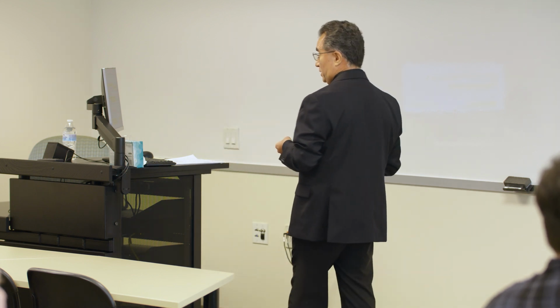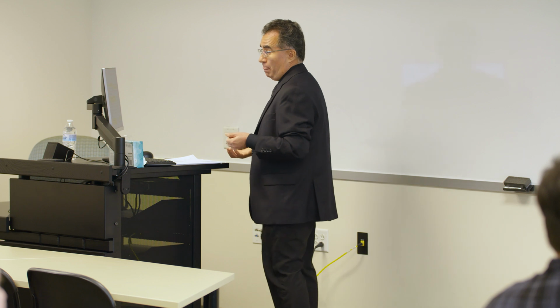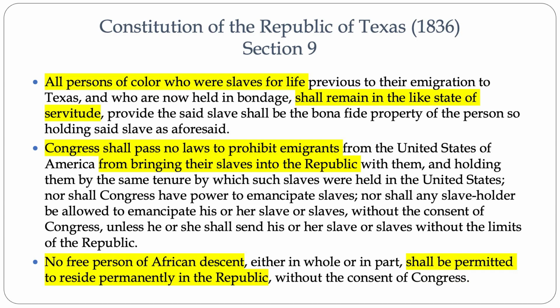But now the Constitution of Texas tells us what the Texas Revolution was really about. All persons of color who were slaves for life shall remain in the like state of servitude. This is 1836, the Texas Revolution. Congress shall pass no laws to prohibit immigrants from bringing slaves into the Republic. No free person of African descent shall be permitted to reside permanently in the Republic.